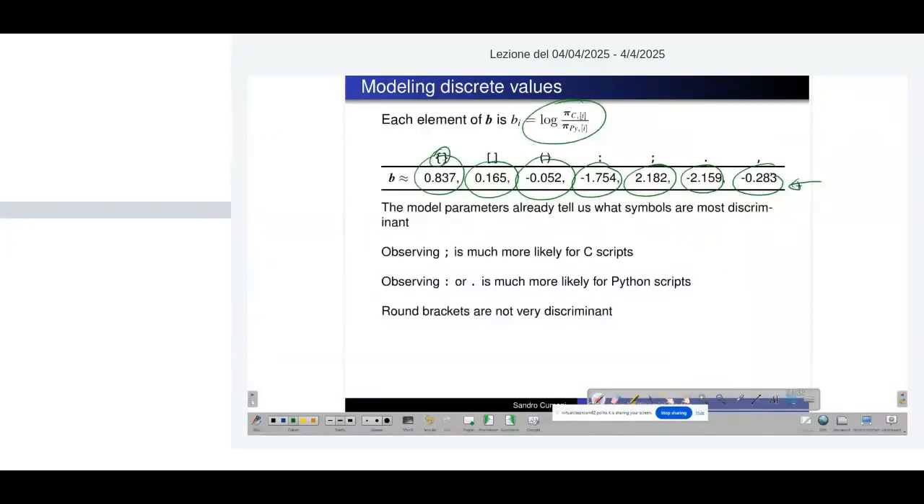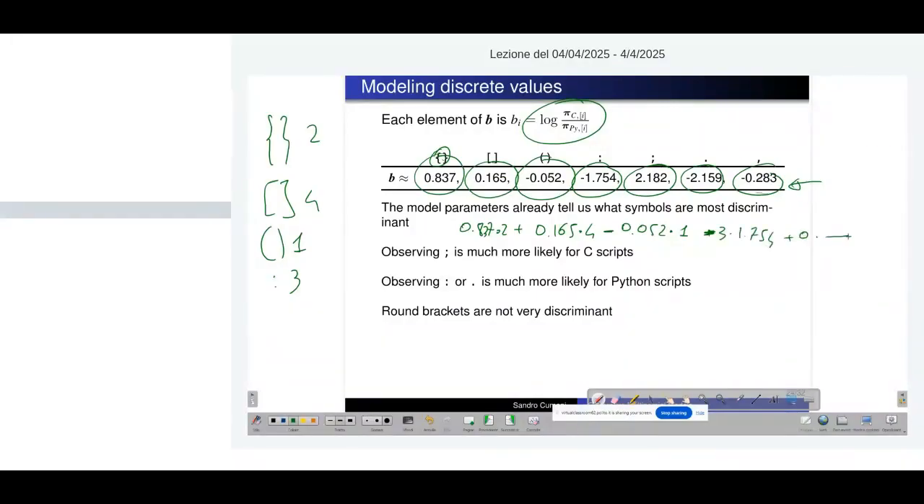Now, if I have a document which has 2 curly brackets, 4 square brackets, 1 round bracket, and 3 colons, my score, my log-likelihood ratio, will be 0.837 times 2 plus 0.165 times 4 minus 0.052 times 1 plus minus 3 times 1.754. And if I don't have the others, the other terms will be 0 times the corresponding value, plus 0, plus 0. So they just do not appear. This will be my log-likelihood ratio.